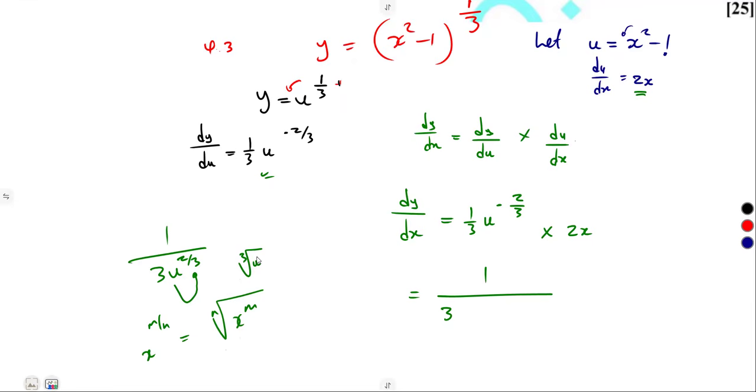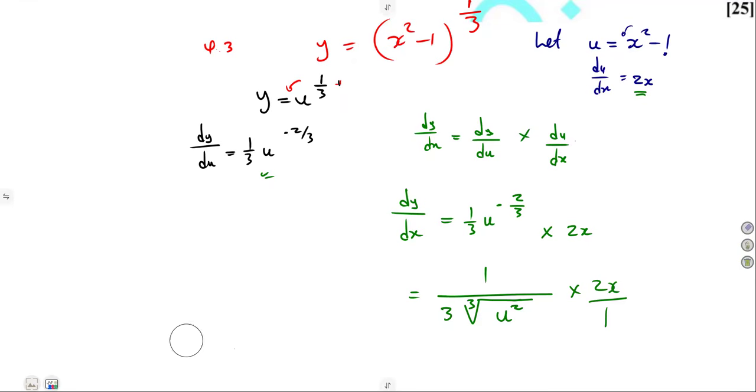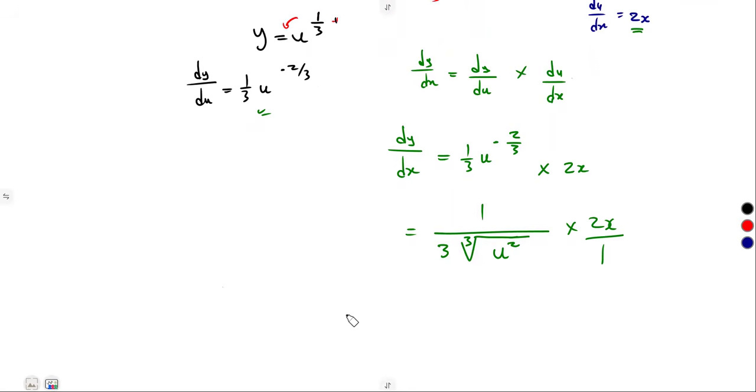Then this one, the u to the exponent of 2/3, from this law, it is going to be the cube root of u squared. So that's the cube root of what? u squared times the 2x, all right, over 1. Then we can substitute because our derivative must be in terms of what? Must be in terms of x. So dy dx, we have to get rid of that u. So substitute with its equivalent.